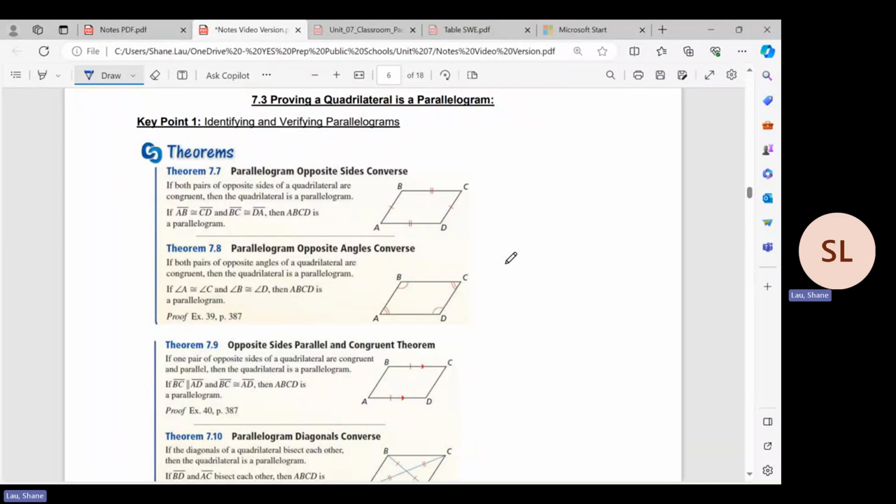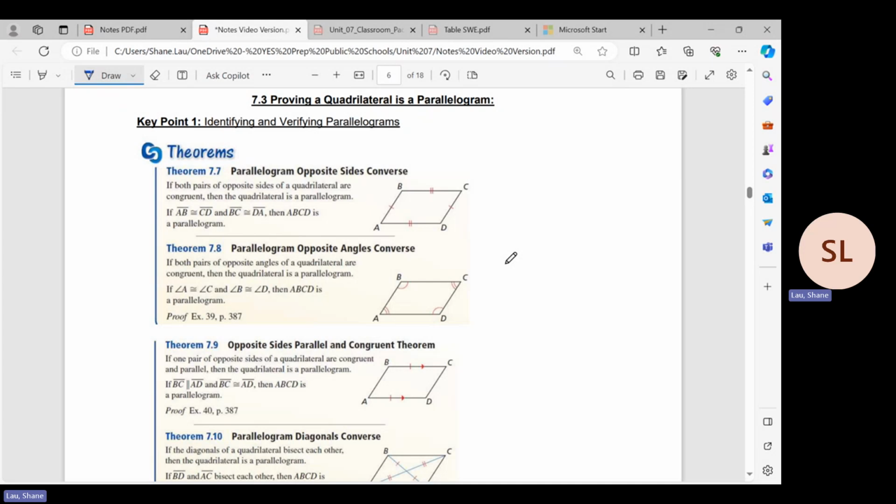All right, perfect. So today we have a lesson on 7.3, proving a quadrilateral is a parallelogram. All of last lesson, or rather part of last lesson, we learned what different polygons were and more specifically what a parallelogram is. And so we're going to employ a lot of what we learned yesterday into our lesson for today.